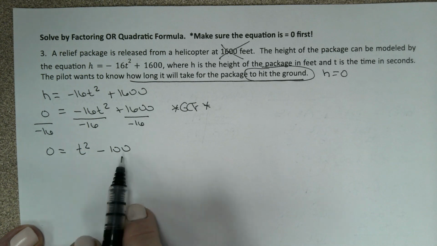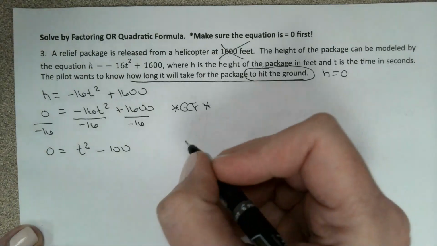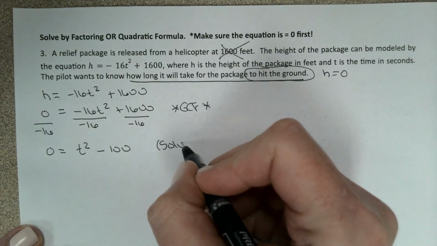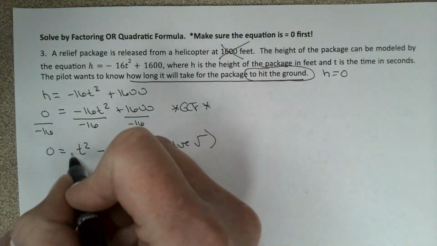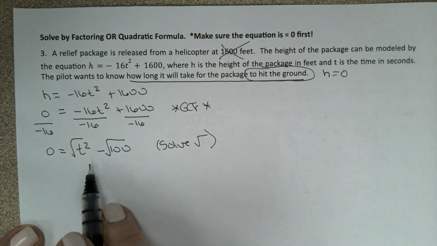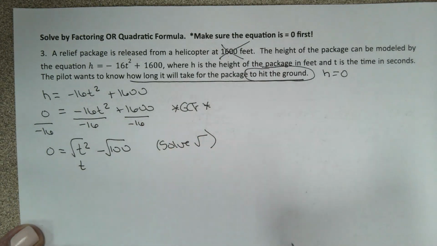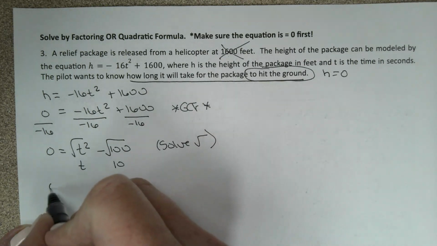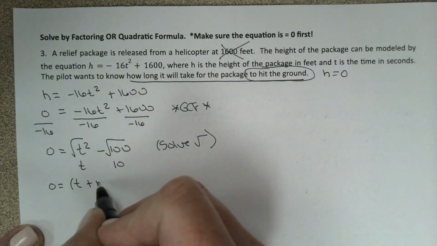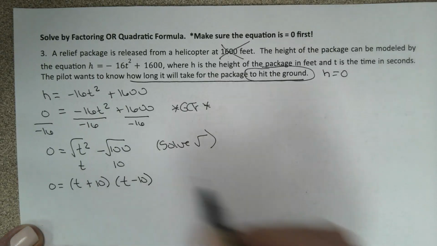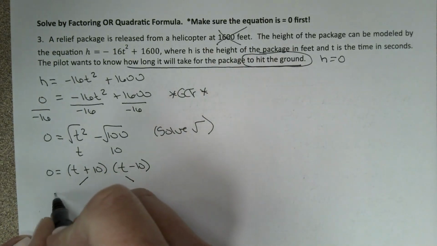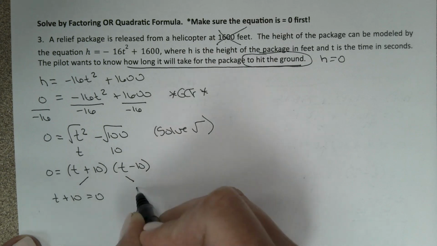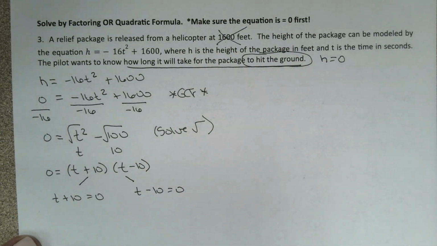I have two terms here. That's a squared, and 100 I recognize as a perfect square. This one I'm going to solve using the square root method. So this factors as the difference of squares. The square root of t squared is t, and the square root of 100 is 10. So I know that this factors as t plus 10 and t minus 10. I'm going to set each factor equal to 0. So t plus 10 equals 0, and t minus 10 equals 0.